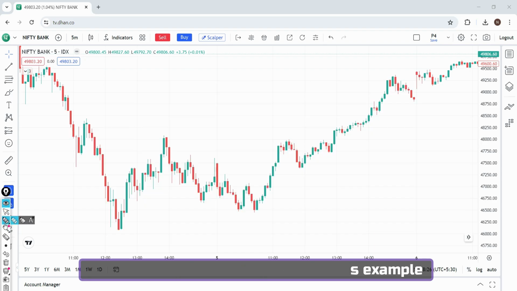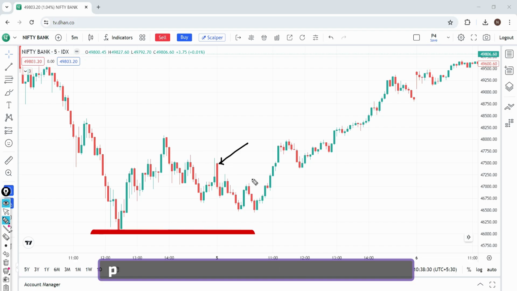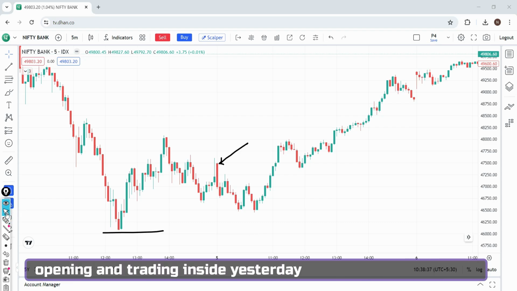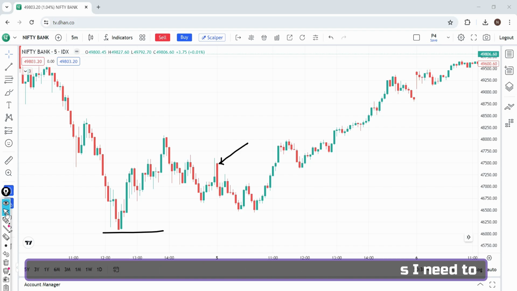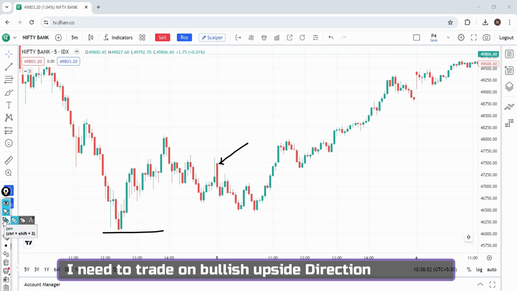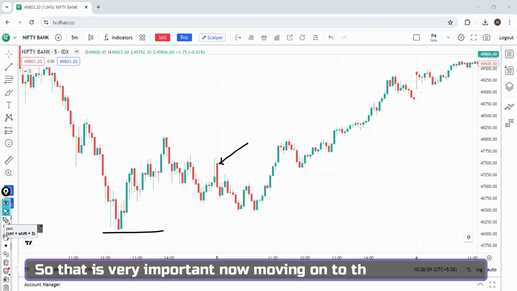Simple. So in this example, where the market has opened, we have the previous day low here. So price has opened inside yesterday's range. So my first clue is very clear. When price is opening and trading inside yesterday's range, it means I need to get new information from the chart to find direction. Either I need to take trades in the bullish upside direction, or I need to take a trade in the bearish downside direction. So that is very important.